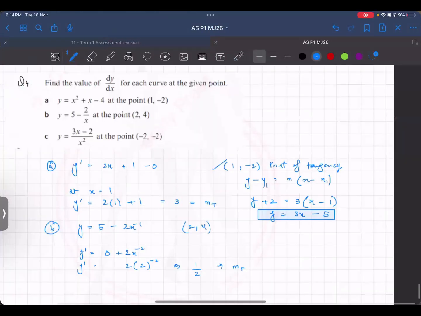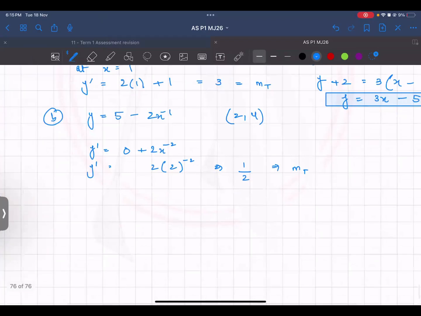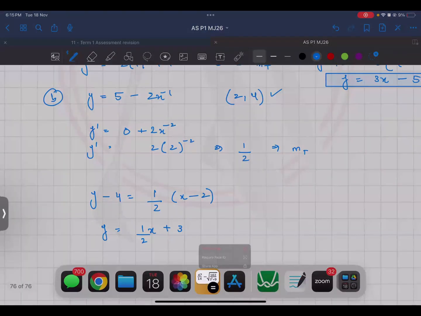For the second part also, what can we do? We have the gradient. So y minus, this is the point, y minus 4 is equals to half, the gradient of the tangent is half, times x minus 2. And then simplify. So half x, and this becomes minus 1 plus 4, which is plus 3. This is your answer.